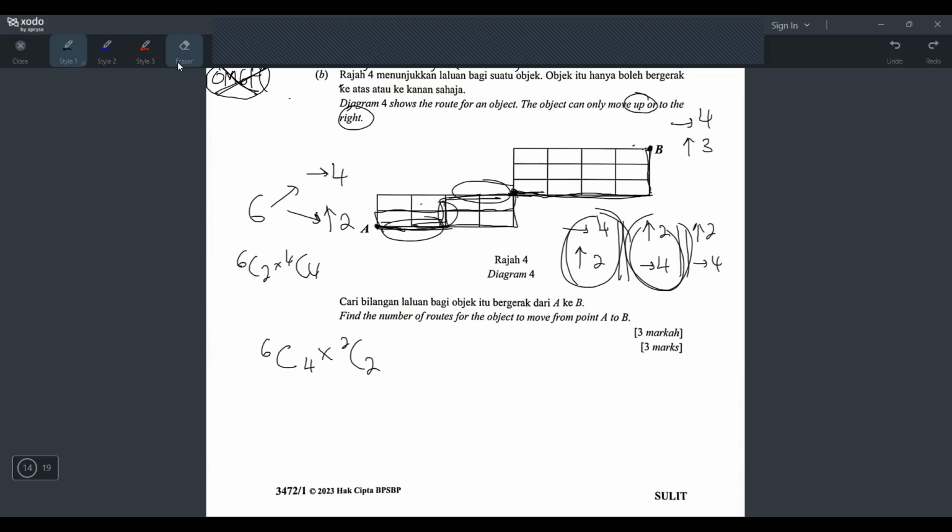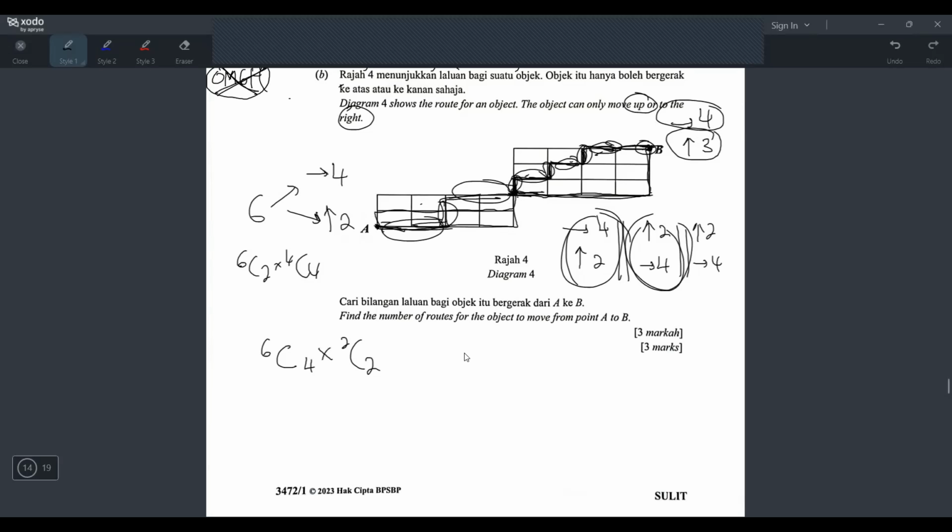Let's say I take this route. Let's say I take a route like this, like this, like this, like this, like this, like this, like this, like this. Okay, like this. So how many kotak do you think? It will be 7 also. You see, 1, 2, 3, 4, 5, 6, 7. And it will also be ke kanan 4, ke atas 3. You see, 1, 2, 3, 4. 1, 2, 3. See, it doesn't matter which route you take, you will end up with 7. You have to move 7 times, and it will be 4 ke kanan, and then 3 ke atas.